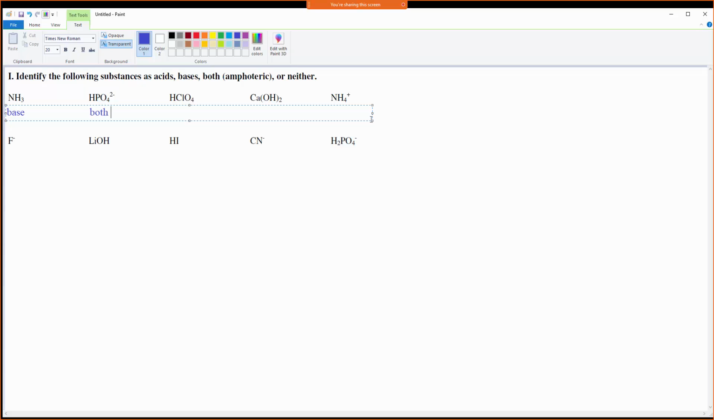This is both. Amphoteric, because it has the negative charge, so it can attract a hydrogen, but it also has a hydrogen it could give away, and it's that phosphate polyatomic ion that's there. Okay, what about HClO4? Strong acid. This is one of the ones that we have to memorize, right? It's the strong acids. What about calcium hydroxide?